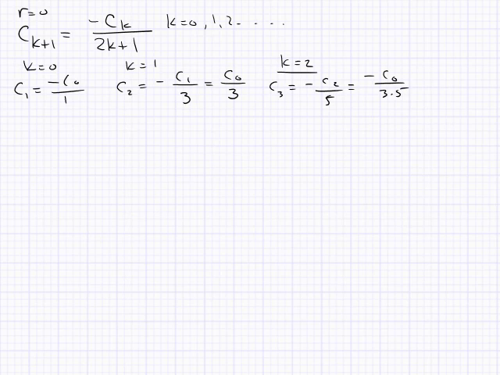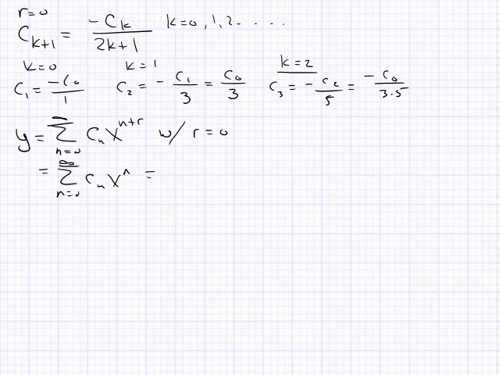I think you see a pattern developing already, so we could say, all right, well, the solution was of the form y equals the sum of n equals 0 to infinity of c sub n x to the n plus r. In this case, with r equal to 0, we would get the sum of n equals 0 to infinity of c sub n x to the n, which would simply just be c sub 0 plus c sub 1 x plus c sub 2 x squared plus c sub 3 x cubed, etc. C sub 0, we're just going to let be c sub 0. We didn't want it to be 0 because if c sub 0 was 0, everything's 0. So it's just going to stay c sub 0.